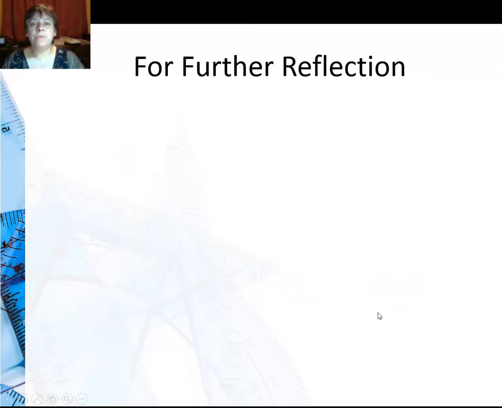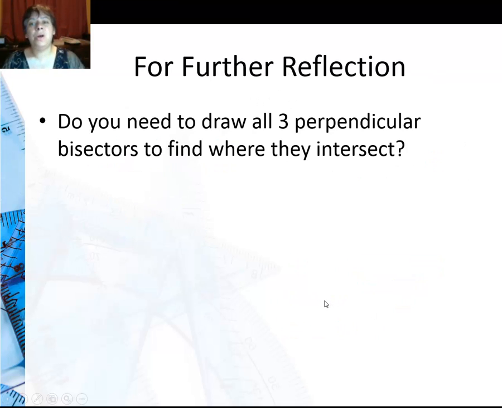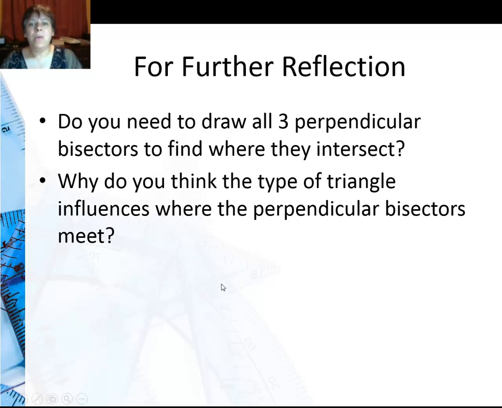So for further reflection, do you need to draw all 3 perpendicular bisectors to find where they intersect? You might have noticed when I was using GeoGebra that you could actually see where 2 of them intersected, and the third one also hit. So you actually only needed to draw 2 of the bisectors. And why do you think the type of triangle influences where the perpendicular bisectors meet?